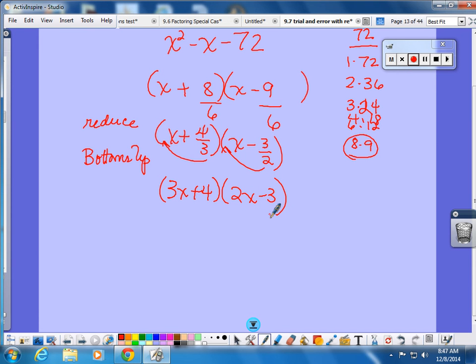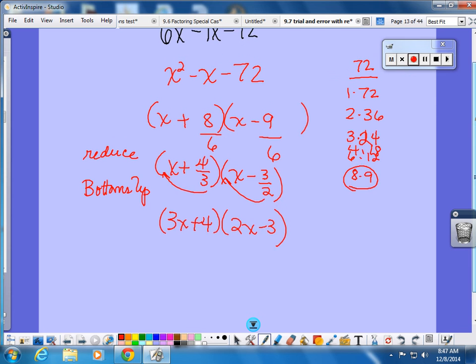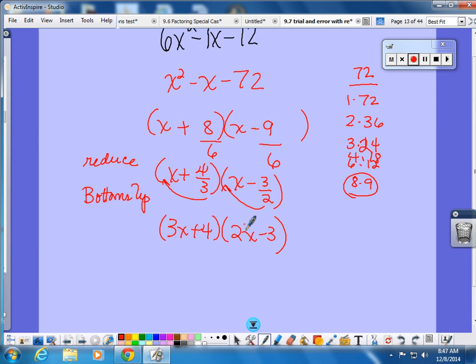Let's see if that would give me my original problem. 6x squared minus 9x plus 8x will be -1. And then 4 times 3 is 12. Does that work? So always try to reduce your fraction before you do bottoms up. But if it goes to an integer, you don't do bottoms up, because there would just be a 1 on the bottom anyway.